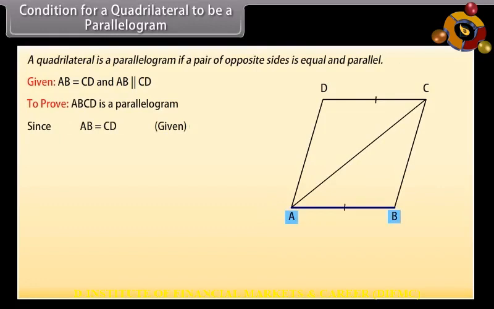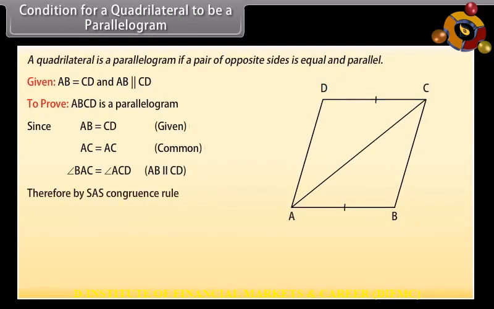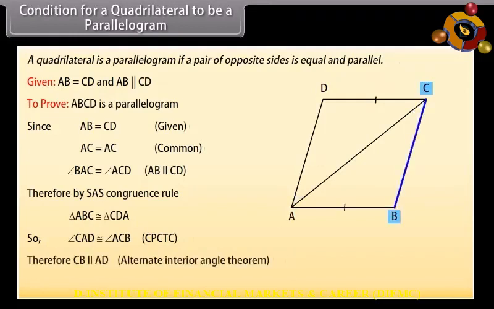Since AB is equal to CD, which is given, AC is equal to AC, which is common, and angle BAC is equal to angle ACD because AB is parallel to CD. Therefore, by SAS congruence rule, triangle ABC is congruent to triangle CDA. So, angle CAD is equal to angle ACB because corresponding parts of congruent triangles are congruent. Therefore, CB is parallel to AD. Hence, ABCD is a parallelogram.